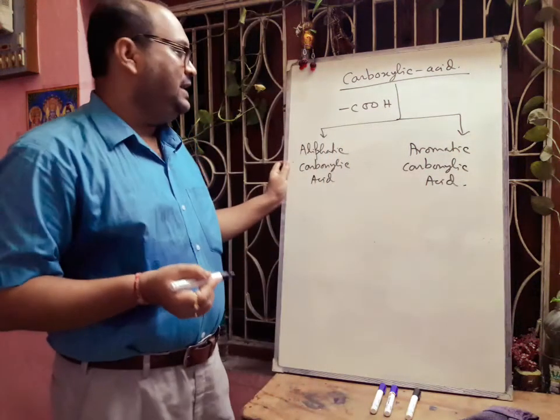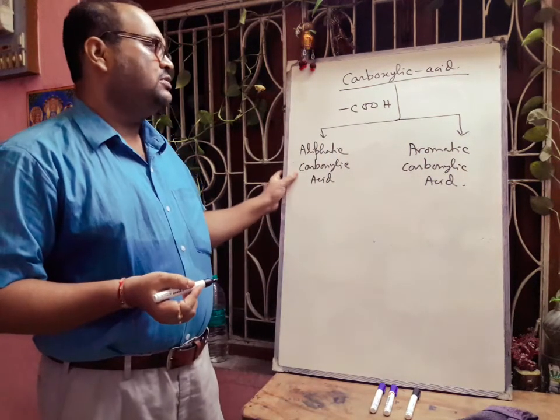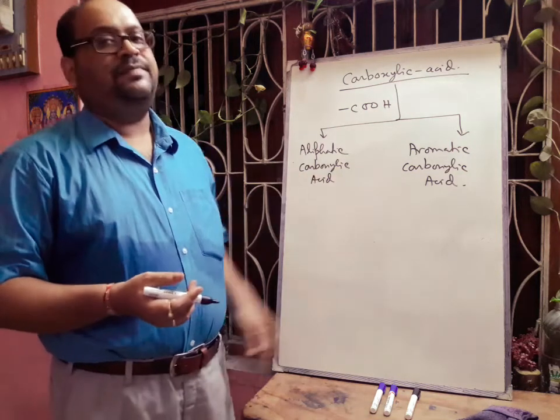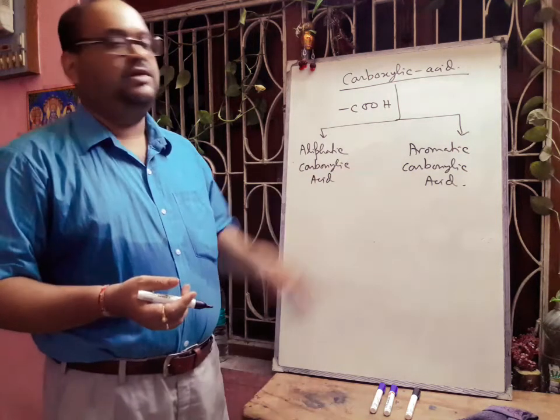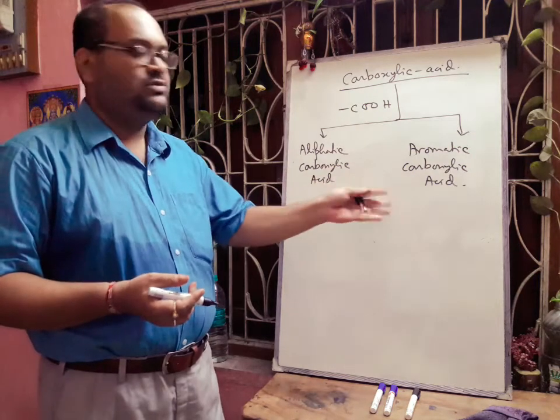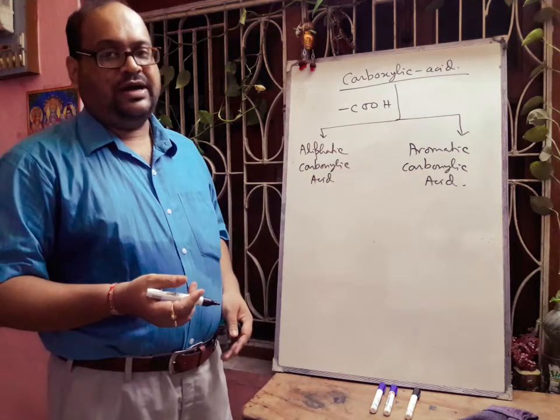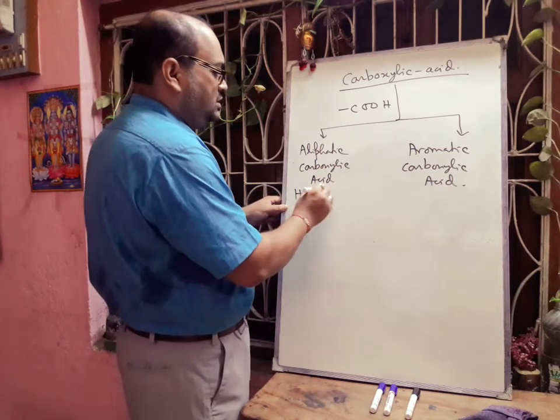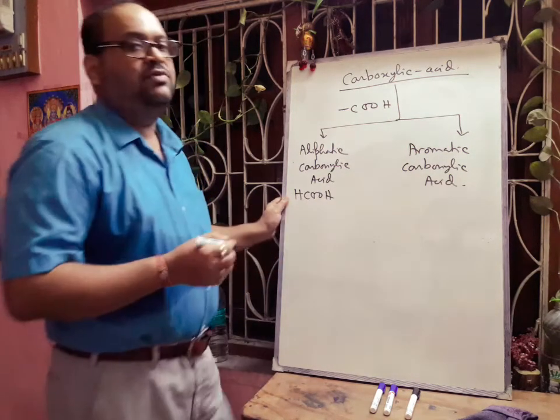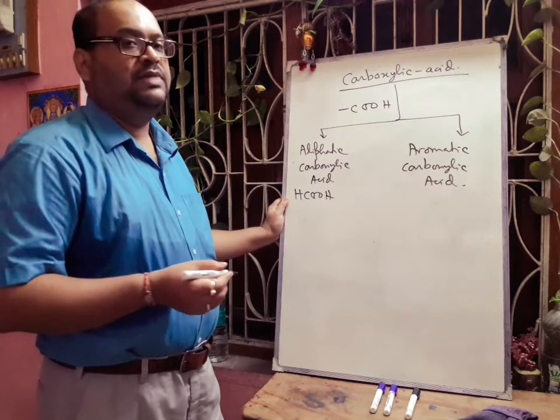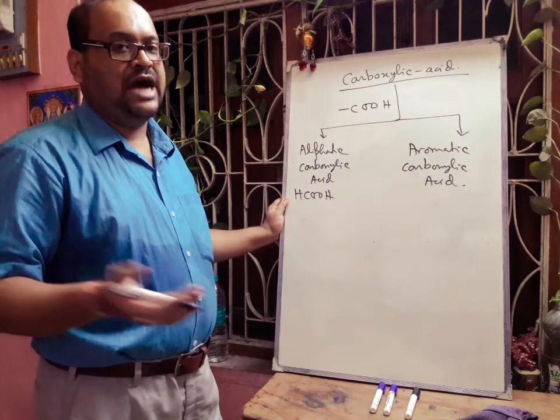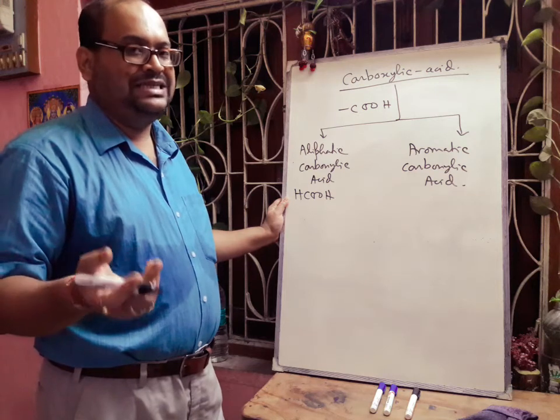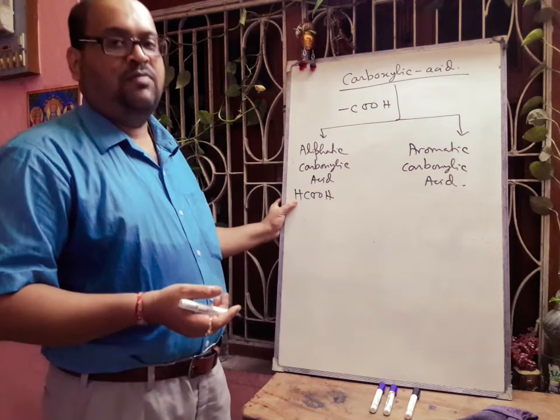Now in case of aliphatic carboxylic acid, the carboxylic group will be attached to the aliphatic group, and in case of aromatic, definitely there will be one benzene ring, so the COOH group will be attached to the benzene ring. So here we can give some examples like formic acid. This is the first member. You know formica, the Latin name, means ant. From ant sting we get one type of acid that is called formic acid. This is a common name, formic acid.